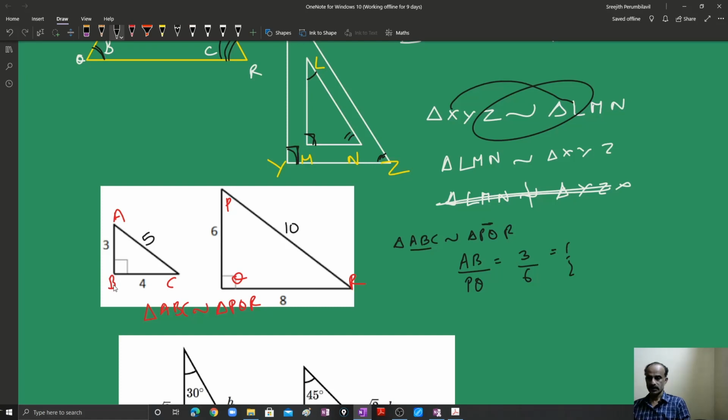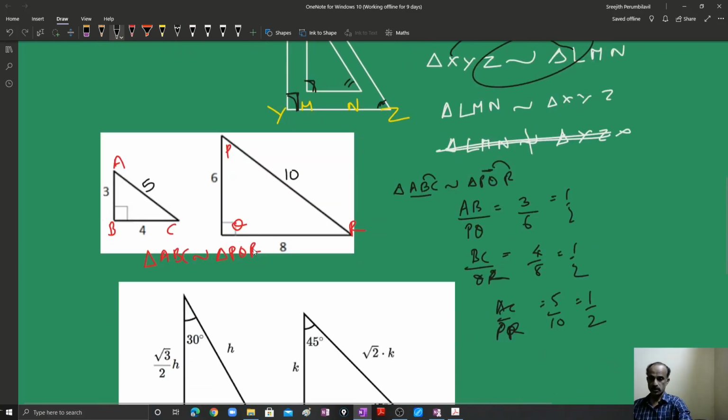Next thing is BC by QR, that is the last two letters by the last two letters. Remember that, just like congruence. BC by QR is equal to how much? 4 divided by 8, equal to 1 by 2, and AC divided by PR is also equal to 5 by 10, that is also equal to 1 by 2. That means their corresponding sides are in the same ratio.